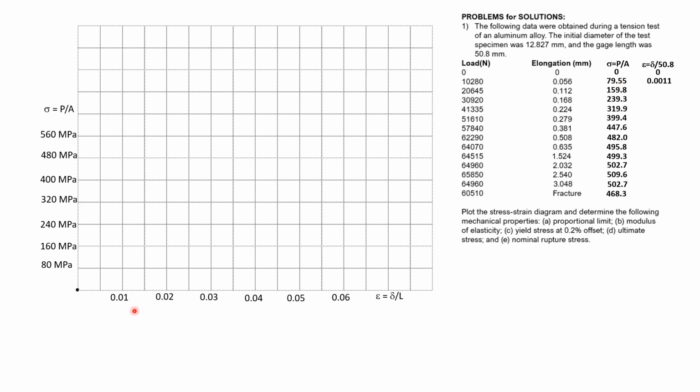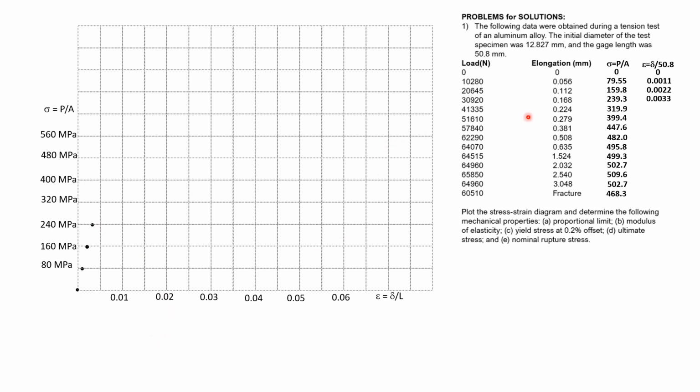So we have to plot horizontally 0.011. 0.011 would be somewhere here, and vertically 79.55, so that's almost 80. So that's the point. Next is 0.112 divided by 50.8. That's 0.022, so somewhere there, and the stress is 159.8, almost 160 megapascals there. Then 0.168 divided by 50.8 is 0.033. Then 239.3, which is almost 240 there.